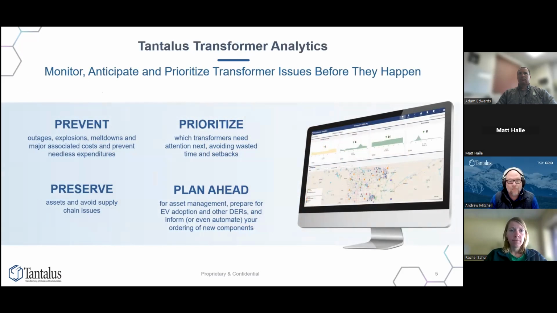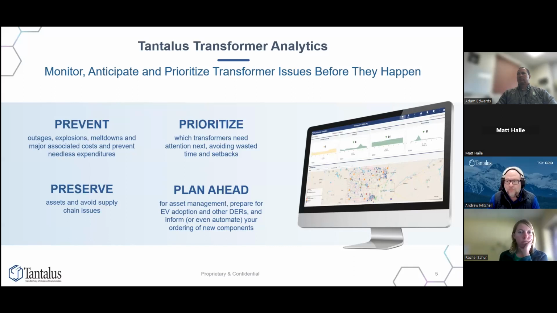Just before we get actually off to the nitty-gritty of what's going on here, I wanted to just make sure and run over for you all on the line what Tantalus is thinking about relative to Transformer Analytics and how the impetus behind the development of our solution came about and what we're looking to do. Of course, in today's world, there's some degree of pressure around both the grid and the transformers that are deployed out there, whether it's extreme weather, supply chain issues, safety issues, the extension of the life cycle of product.